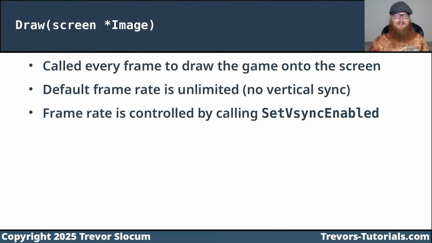Draw is called every frame to draw the game onto the screen, and by default, the frame rate is unlimited because vertical synchronization is not enabled. You can enable vertical synchronization by calling SetVsyncEnabled, which will cause the application to only draw when the screen is ready for another frame.